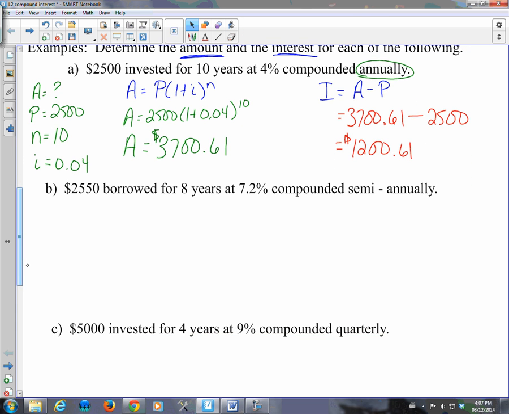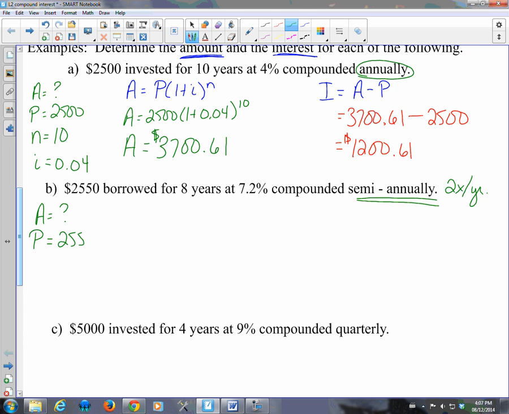Let's take a look at another one. This time, we're going to compound semi-annually. That means 2 times per year. So nothing is going to change about our accumulated amount. We're going to figure that out. Our principal this time is $2,550. Our interest rate, however, and our n have to be adjusted for compounding 2 times a year.